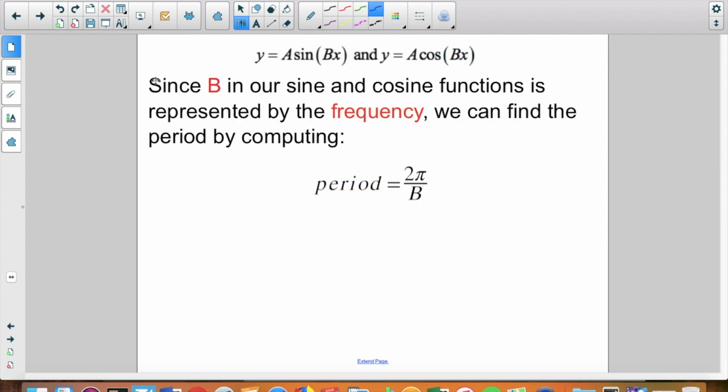Okay, so since b in our sine and cosine functions is the frequency, you can't exactly get the period from that. What you have to do is a little bit more work. You have to use this formula right here. Now, unfortunately, this is something you do have to remember. It is not given to you anywhere.